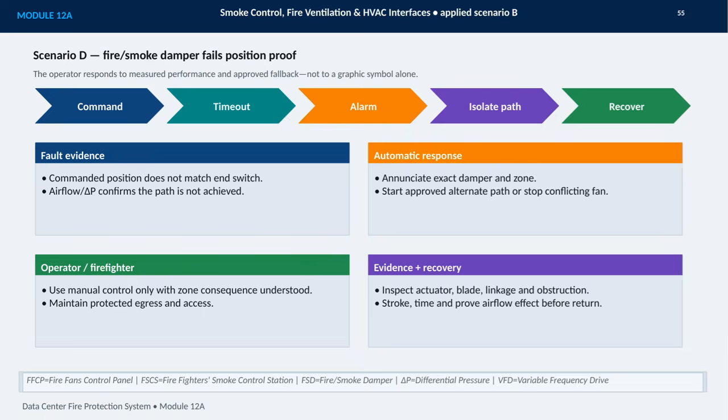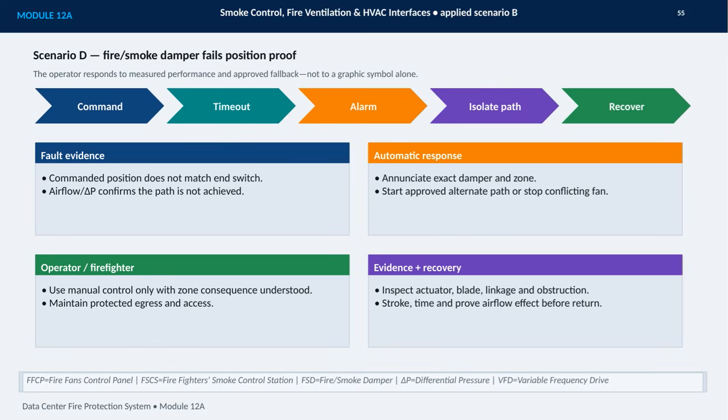The sequence is straightforward. Issue the command, allow the defined timeout, confirm the alarm, isolate the affected path, and then recover. Fault evidence can include a commanded position that does not match the end switch or airflow and differential pressure, showing that the intended path has not been achieved.